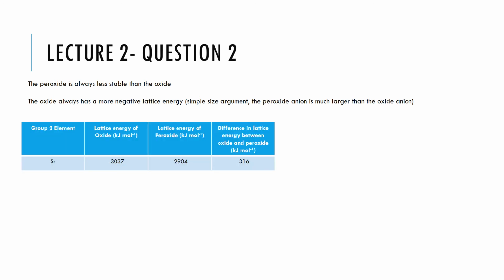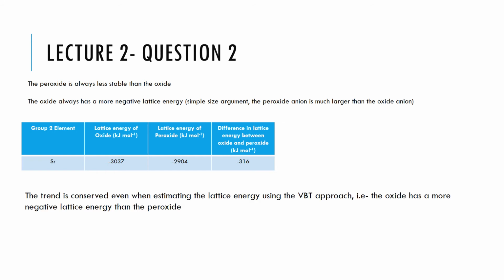And if we look at our theoretically determined values here, we calculated the lattice energy for the oxide as minus 3037 kilojoules per mole, and the lattice energy of the peroxide as minus 2904 kilojoules per mole. Now, they are pretty close to the experimentally determined values that I gave you in the question, but most importantly, that trend is conserved, right? The oxide has a more negative lattice energy than the peroxide, and therefore our volume-based thermodynamic approach matches well with those experimentally determined values in the question. Now that's the answer to question 2.